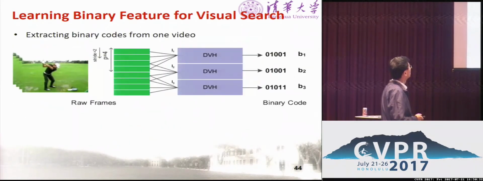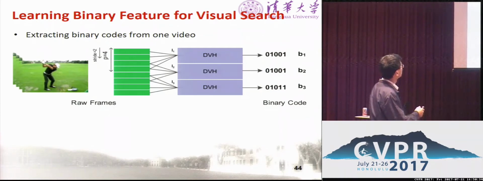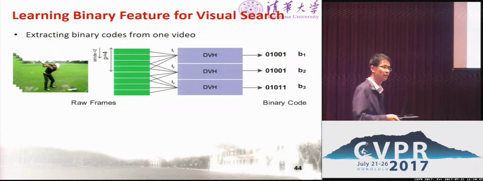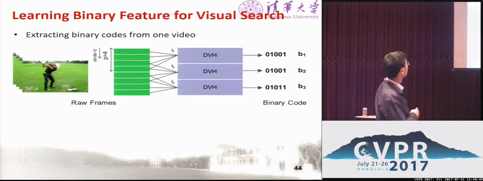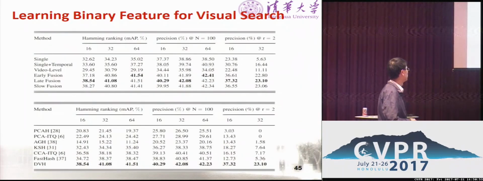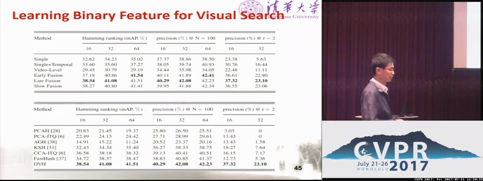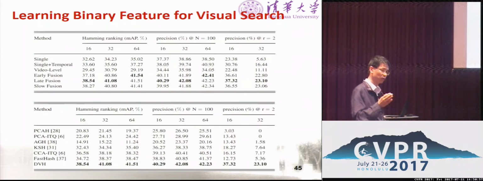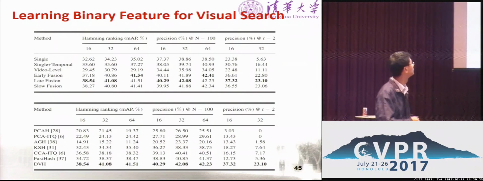For each video clip, we can get some neighboring frames. We can get a video binary code for a shot, and then we can get many binary codes. Within these binary codes, we can do some pooling and get a binary code for the whole video. Here is the performance. This is the latest deep video hashing, because compared with image hashing, video hashing is less investigated.